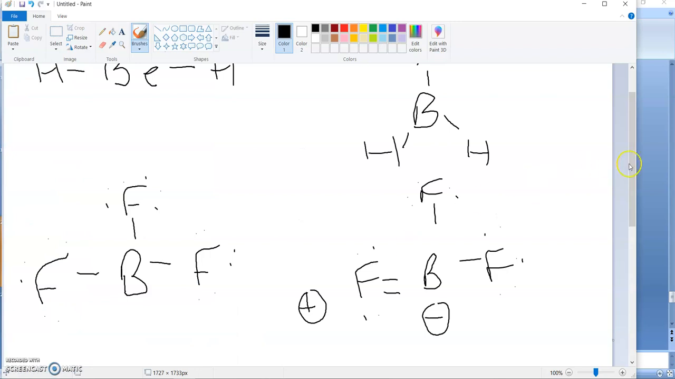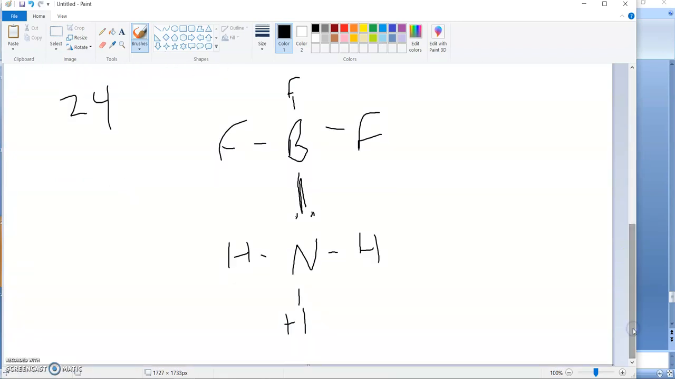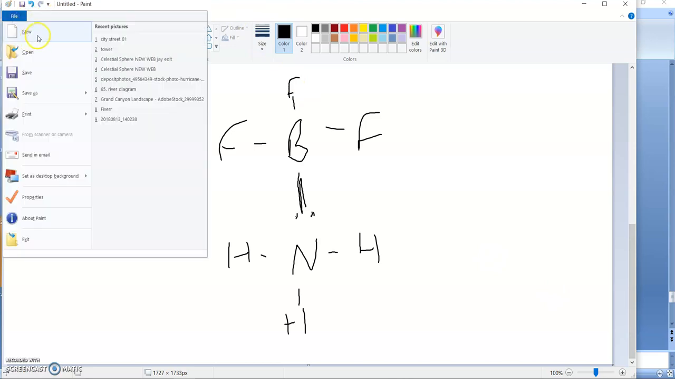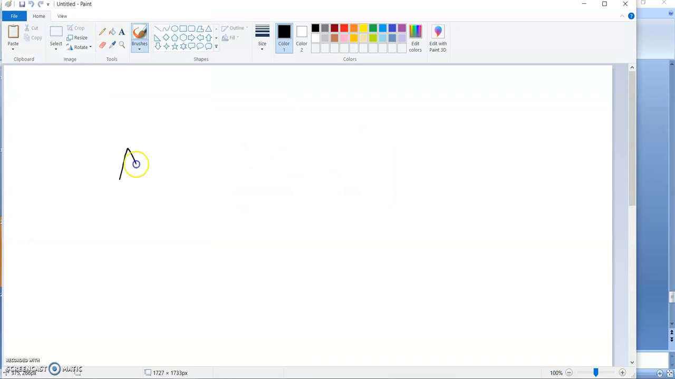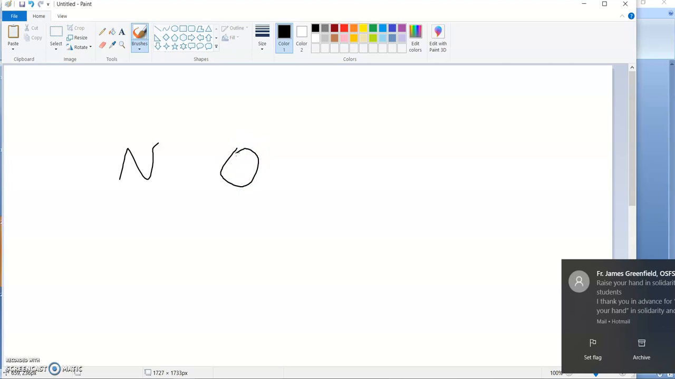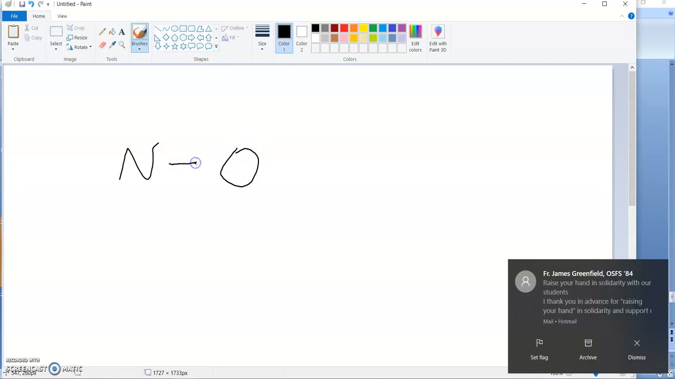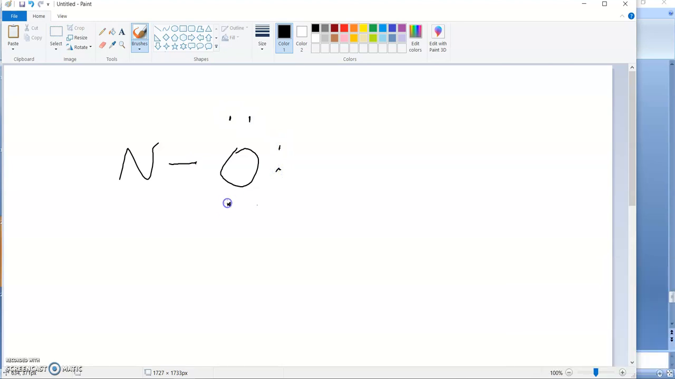So, again, come to my whiteboard here. Oh, I ran out of room. So let's start a new file, don't need to save that. You've got your N and your O, and we said we had 6 and 5 is 11 electrons. So 2, 4, 6, 8, 10, 11. Okay, so that's all we've got.